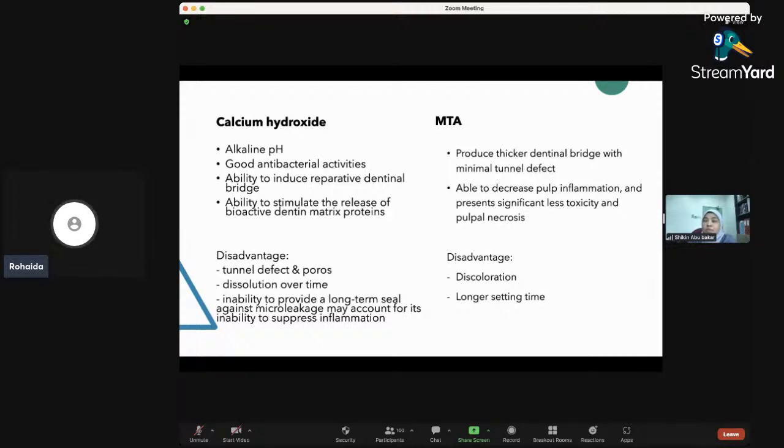Okay, so it is advisable not to use MTA in the aesthetic area, which means wherever you get a case of permanent anterior teeth, you can use calcium hydroxide or Biodentine. Okay, another drawback is longer setting time, but depending on the supplier or the brand of the product, some MTA brands now offer shorter setting time.